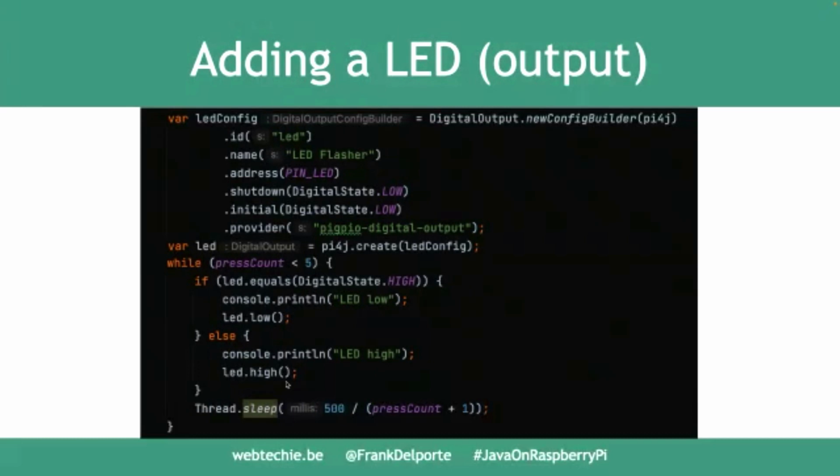And here we have something with the thread. So this example application just blinks a LED, and depending on the number of times that you've pressed the button, the blinking will go faster or slower. So you see that we use the press counter from the button to make the sleep a bit shorter.